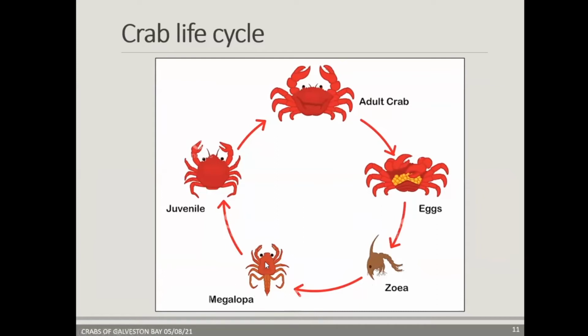A megalops sort of resembles a false crab. Here's the abdomen down here. It's not folded up under the cephalothorax yet. The megalops goes through not as many molts as the zoea do, and in some species there's only one megalops stage, and then it will molt into a juvenile. And then the juvenile will go through several molts to become the adult. Molting is very important in crabs because the exoskeleton does not allow them to grow. And in order for the crab to grow, it's got to get out of the old exoskeleton and form a new one. And the only way it can do that is by molting.